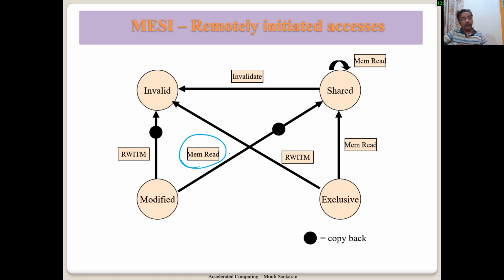I should keep it, I should copy this value into the main memory, and then I should move my state to shared state. That's what I said. So this is what it is: copy the value into memory and go into shared state. Now suppose I am having it in exclusive state, and I am getting a memory read operation.